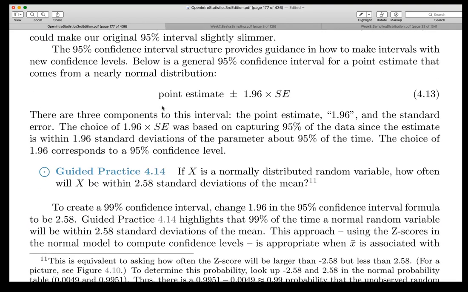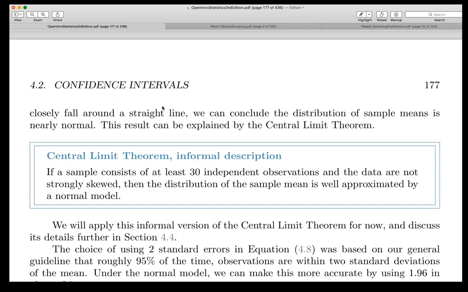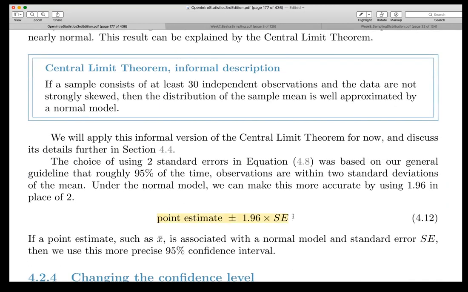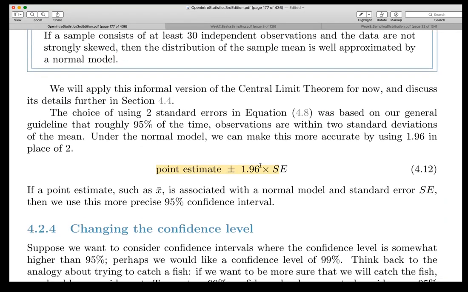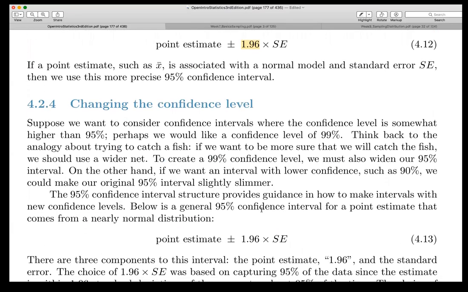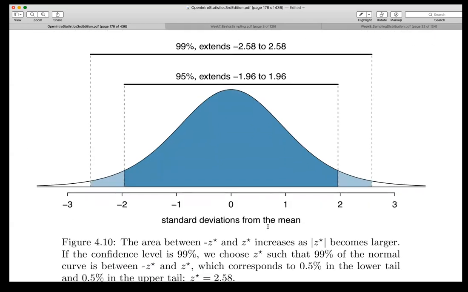Basically, if we look at our confidence interval, we have 1.96 times our standard deviation, plus or minus. This is page 177 of Open Intro Stats. We're saying that our convention is that roughly 95% of the time our sample estimate is going to be within 2 standard deviations of the mean. I said roughly 2 because it's technically 1.96. But to visualize this, take a look at our normal distribution.